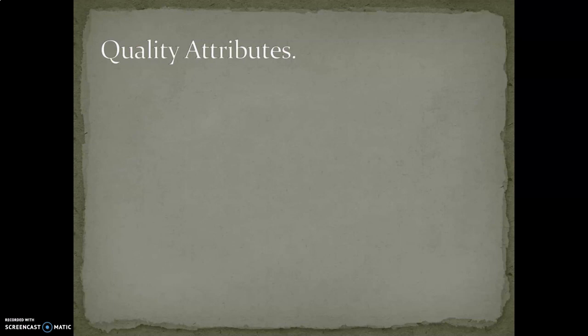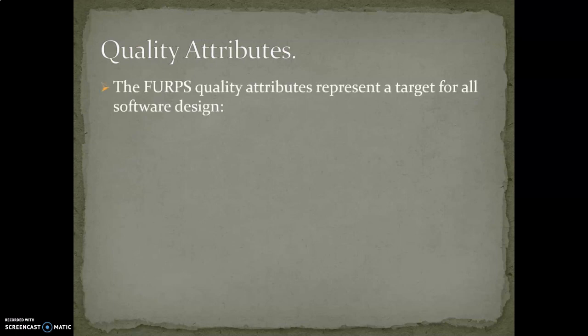Now we have some quality attributes also. The FURPS quality attributes represent a target for all software design. FURPS means functionality, usability, reliability, performance, and supportability. It is an acronym for all these points.